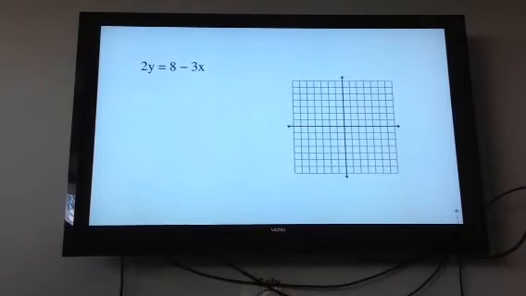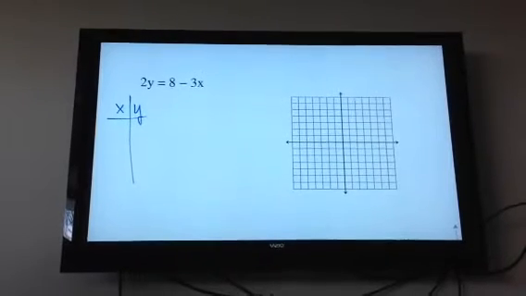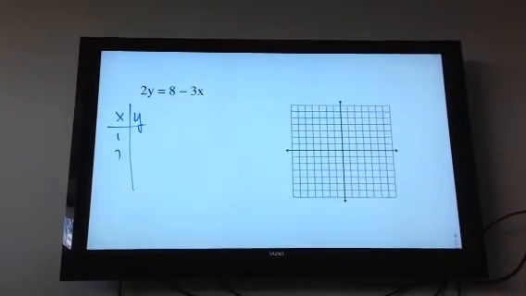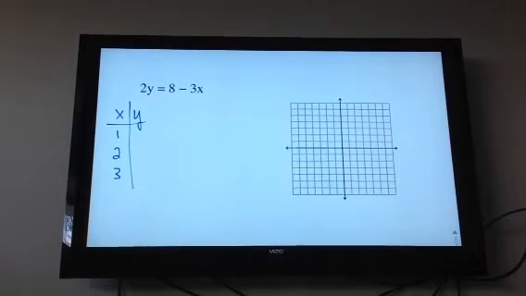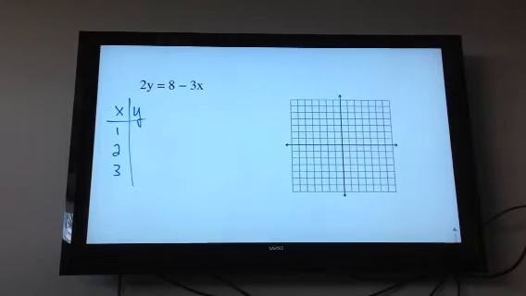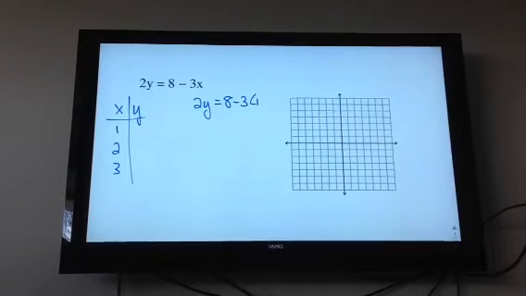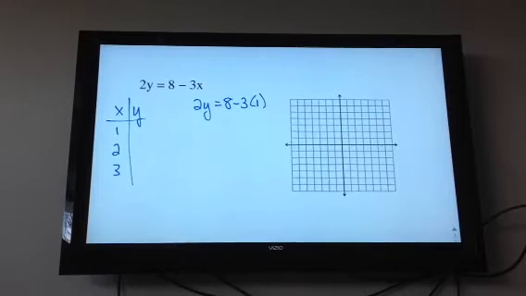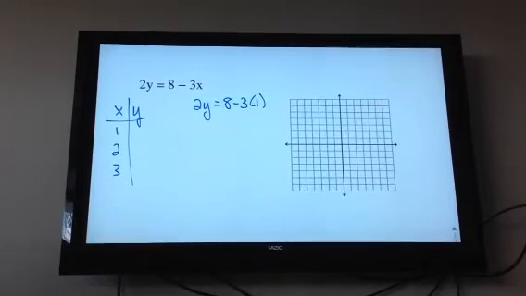I'm going to make my table, and I'm going to choose 1, 2, and 3. That's what I like. You can choose it for y if you wanted to. I like it for x myself. I don't know why, it's consistent. So I'm going to take my 1 and plug it for my x and find my y.